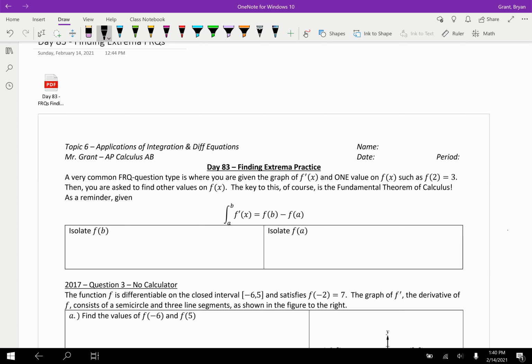Hello, AP Calculus AB. Welcome to day 83, Finding Extrema Practice. We're in the middle of our Topic 6, Applications of Integration and Differential Equations. Today is more on the applications of integration.